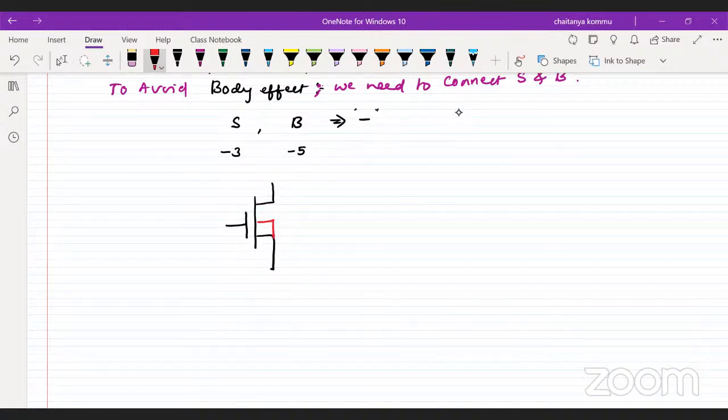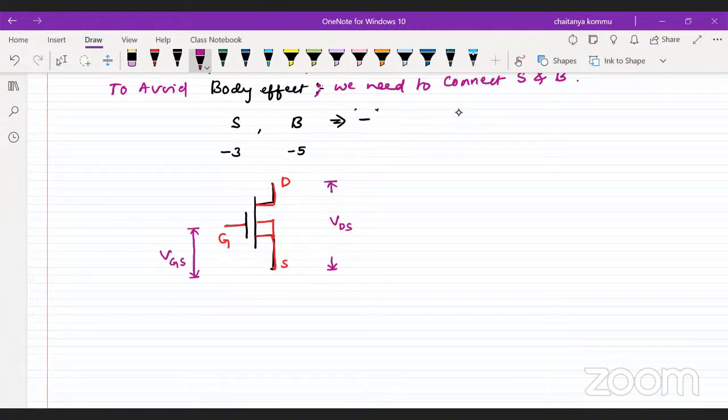Now it looks like a three-terminal device, but actually it is a four-terminal device. Intentionally, we connect the source and bulk at the same potential. So this is the drain, this is the source, this is the gate. The potential difference between gate and source is called VGS. What is the potential difference that we apply here? It is called VDS.